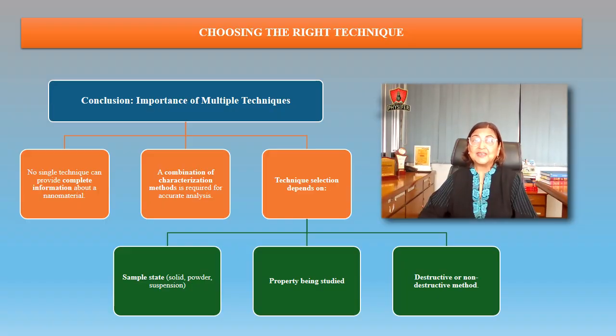Now, choosing the right technique for your specific sample is the key, because no single characterization technique provides complete information about the nanomaterial. So, a combination of complementary methods is always required. The choice depends on the sample state, the property of interest, and whether a destructive or non-destructive approach is needed.